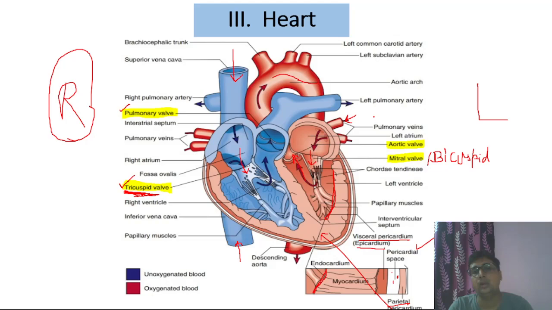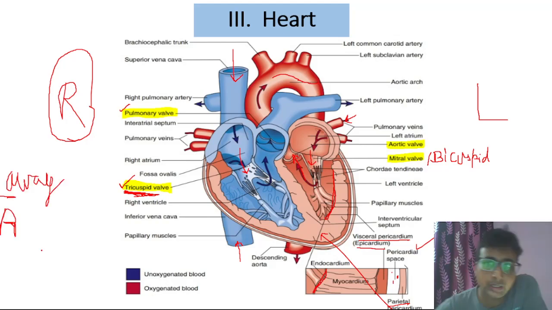We do not have to remember about oxygenated and deoxygenated, because we have 2 exceptions in this. Generally arteries carry oxygenated blood, but the pulmonary artery actually carries deoxygenated blood, and the pulmonary vein carries oxygenated blood. Another example that we generally don't discuss is the umbilical vein and umbilical artery.